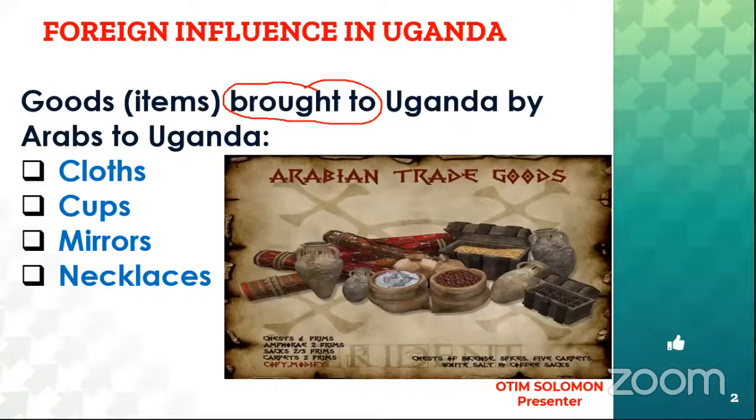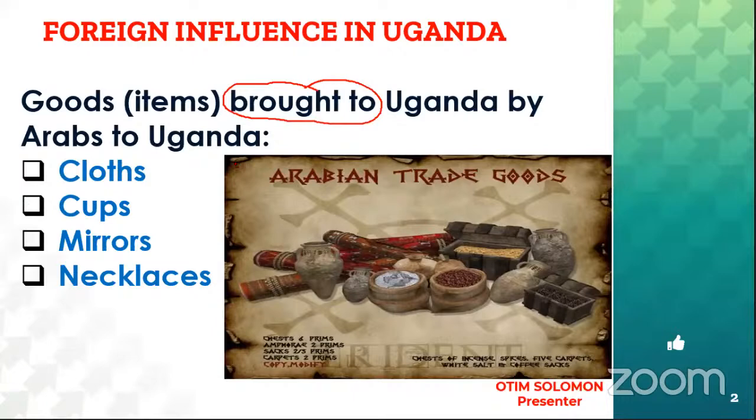Mirrors, of course, for us, we cannot have any history of having mirrors. The mirrors were basically brought by Arabs. They were very new goods. We never had mirrors. Mirrors never existed. Necklaces, were we not having necklaces? Of course, we had our necklaces made out of animal bones, animal teeth. But the Arabs brought beads made out of plastic and other equipment.